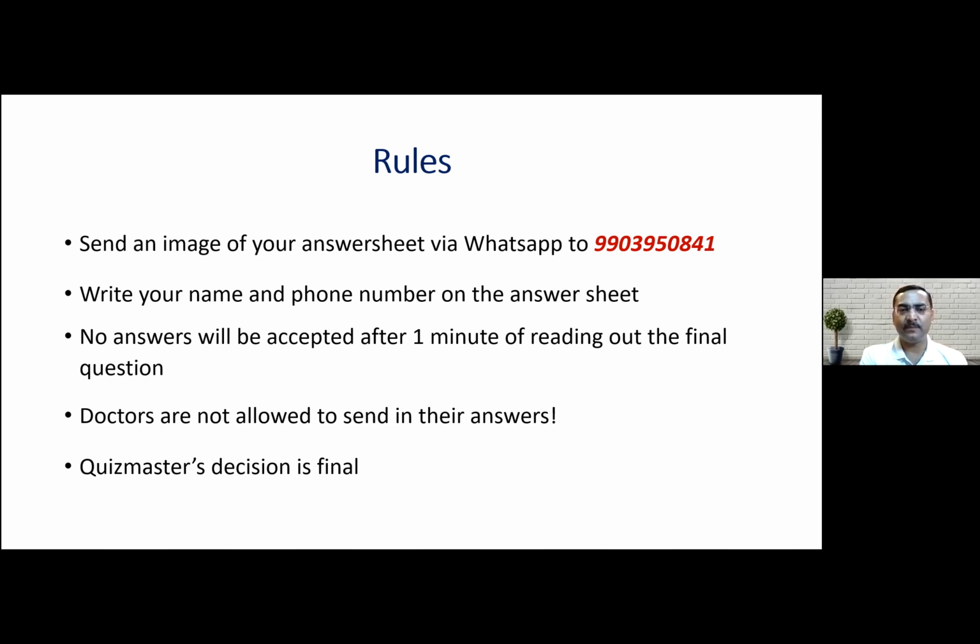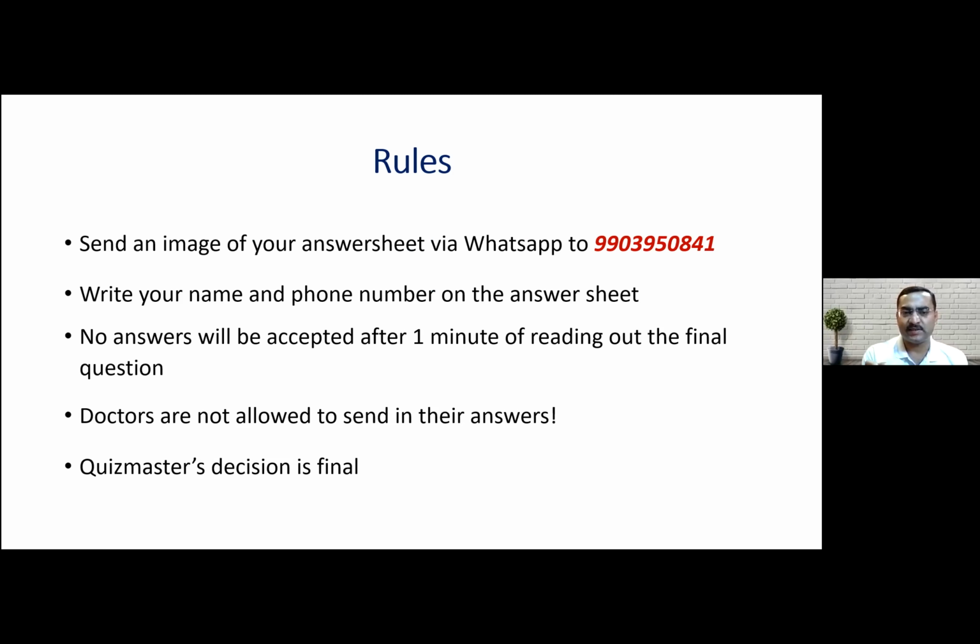And after I have completed asking all the 10 questions, at the end of the 10th question, I'll wait for a minute or so, after which I won't receive any more answer entries. Now, how do you send your answers? You take an image of your answer sheet after you complete writing all the answers. As I go on asking the questions, I'll be giving some time after each question, during which you can pen down your answers. And after I've completed asking all the 10 questions, a minute after that, I'll not be receiving any more entries. The entries have to be sent via WhatsApp to the number that is there on your screens.